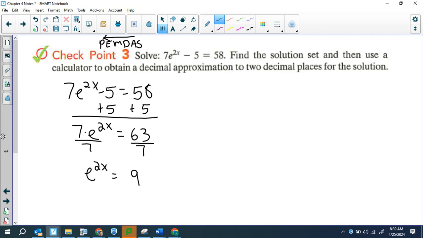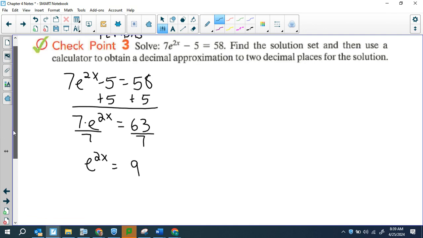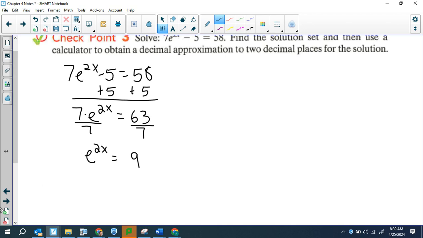Okay, so this is where you have a few options. Since this is a base of e, I would personally take the ln, or the natural log of both sides. You could just take the regular log base 10 of both sides if you wanted to. Or if you wanted to then convert this into an exponential with a base of e, you could do that also. So we'll look at 2 ways.